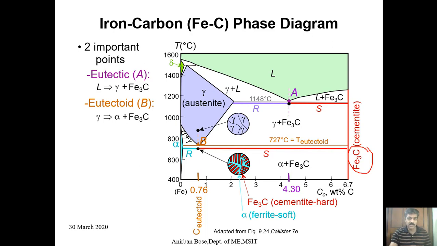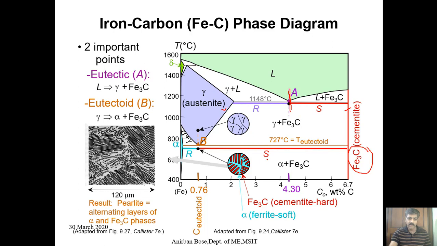And exactly similar kind of structure you will observe here also, where liquid will be converted into austenite and cementite. So alternate layers of austenite and cementite will form like this, and that particular structure is called ledeburite, and this structure is called pearlite. Here, when the eutectic reaction takes place, it forms a similar kind of structure but with alternate layers of austenite and cementite, that is called ledeburite. And under the microscope the structure looks like this.